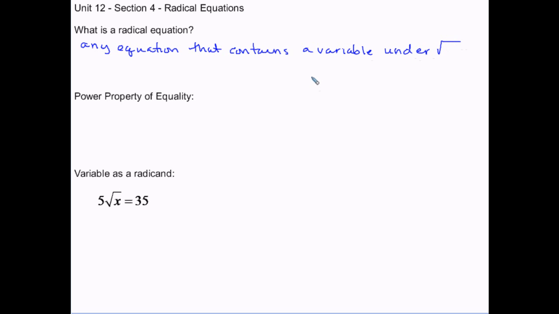Okay, and we're going to use the power property of equality to solve these. So that tells me if I square both sides of a true equation, the result is still true.